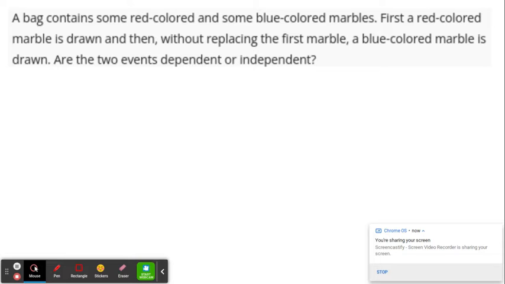A bag contains some red colored and some blue colored marbles. First, a red colored marble is drawn, and then without replacing the first marble. So the big thing here is we did not replace the first marble. A blue colored marble is drawn. Are the two events independent or dependent? Okay, in this case, it's very important that the first marble was not replaced.